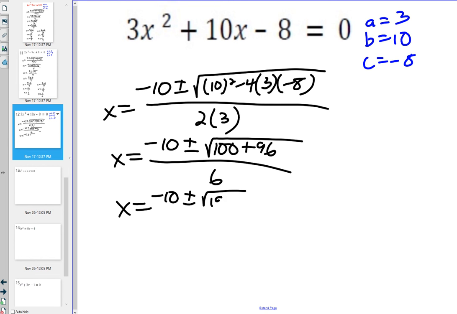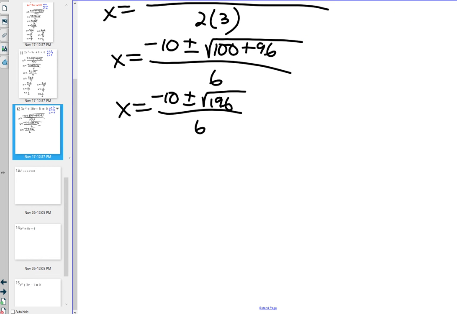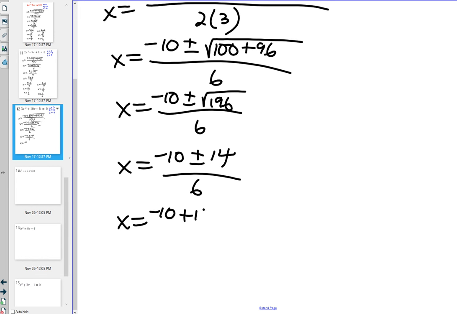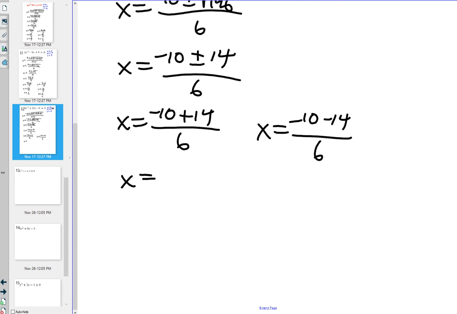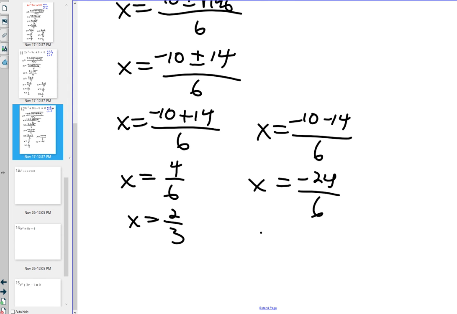Nicholas is also excited because 196 is a perfect square. Yay. So x equals negative 10 plus or minus 14 over 6. Because I was able to do the square root, I'll be able to do the plus or minus. So I can say negative 10 plus 14 over 6 and negative 10 minus 14 over 6. This gives me 4 over 6, which is 2 over 3. This gives me negative 24 over 6, which is negative 4.